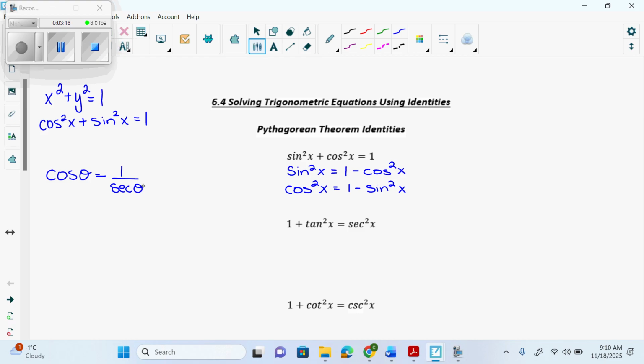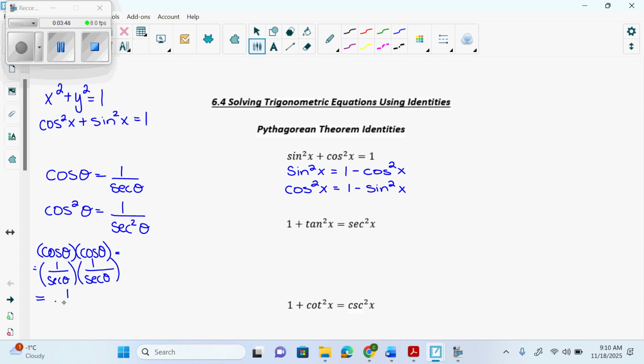So that cos squared has to be replaced with a cos squared. This, I could say cos squared theta equals what? 1 over secant squared theta. Why would that be? Well, cos squared theta is just cos theta times cos theta, correct? Is that true? And then this cos theta equals here 1 over secant theta. And this could be 1 over secant theta. And that's the same as 1 over secant squared theta.